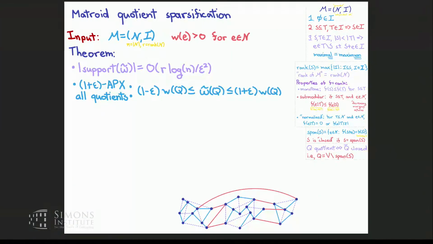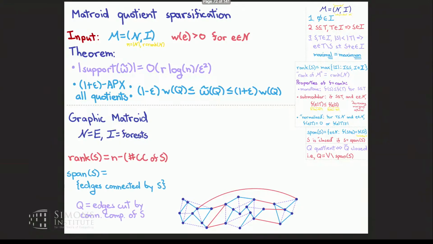All right. I want to take this and just project it back onto the stuff we're used to. So let's look again at the graphic Matroid where, again, the independent sets are forests. So again, they have this span and the quotients are the edges being cut, right? So preserving quotients, we're preserving cuts. And I just want to plug in these parameters. So for this r log n, where r is the rank, that will map to n log n in the graph where n is the number of vertices.